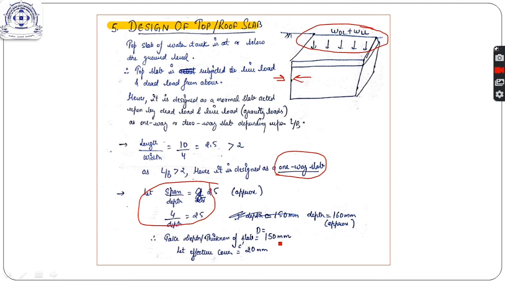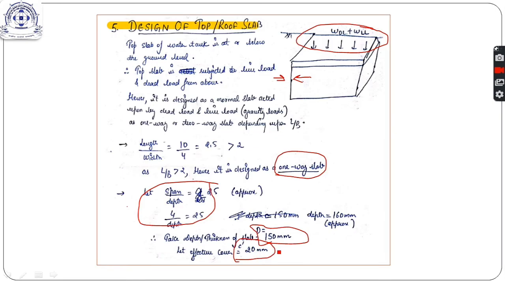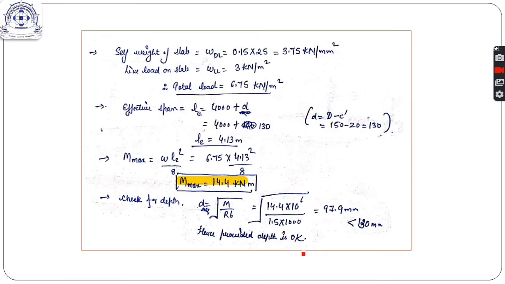So we calculate the span. So we calculate the depth and I take it to be 150 mm and take the effective cover to be 20 mm. You can take effective cover to be 25 mm or 15 mm also. Now that we have calculated the thickness of the slab, 150 mm, we calculate the self weight of slab, that will be the dead load. So 0.15 into 25 will give you the self weight of the top slab. Live load on the slab is already given in the question, so we get the total load.